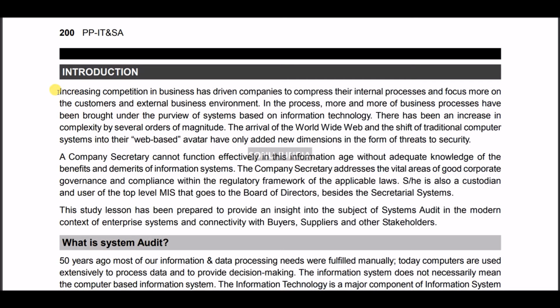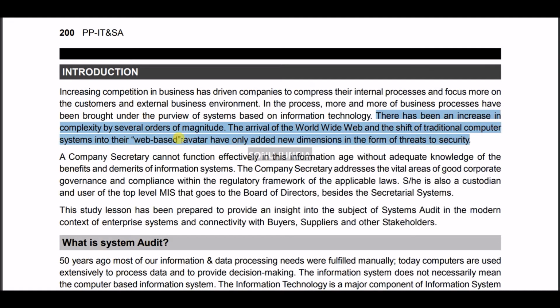So the increase in competition in business has driven companies to compress their internal process and focus more on customer and external business environment. In the process, more and more business processes have been brought under the purview of system-based information technology. Now, there has been an increase in complexity by several orders of magnitude. The arrival of the World Wide Web and the shift of traditional computer systems into web-based ones have only added a new dimension in the form of threats to security.